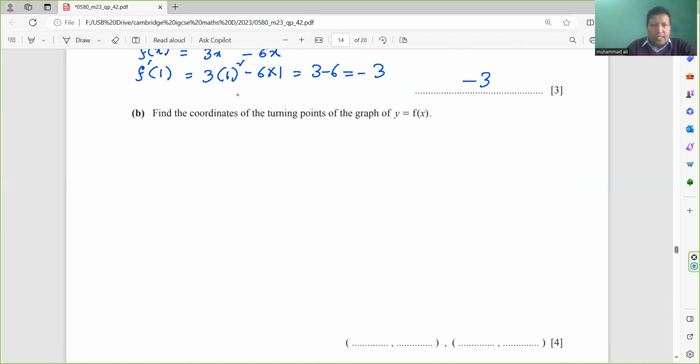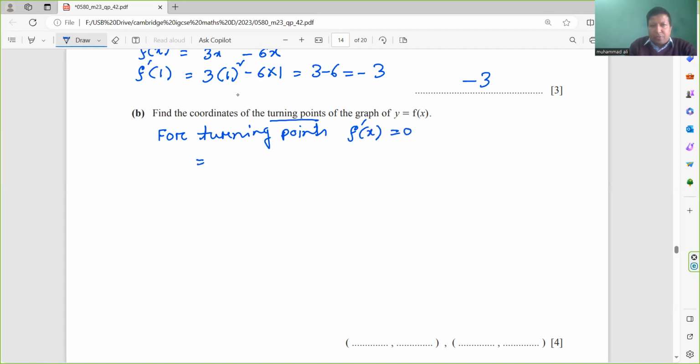Now, find the coordinates of the turning points of the graph of y equals f(x). So turning points means where the gradient equals 0. Turning points means where the gradient, or dy by dx, equals 0. So for turning points, f prime x equals 0.